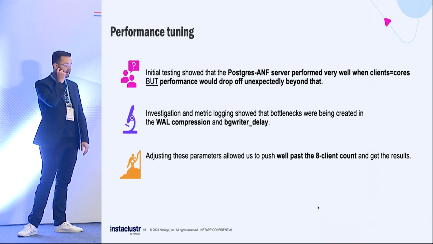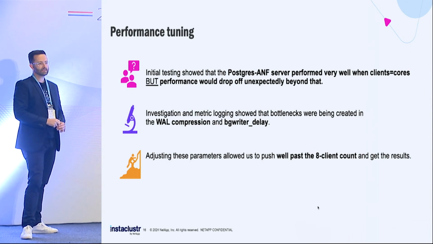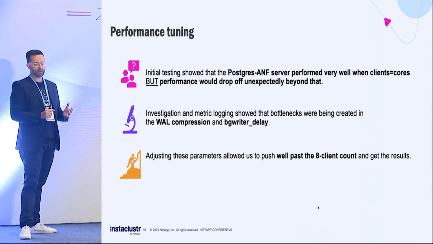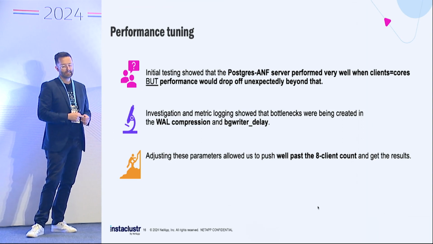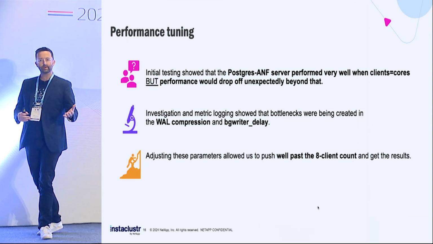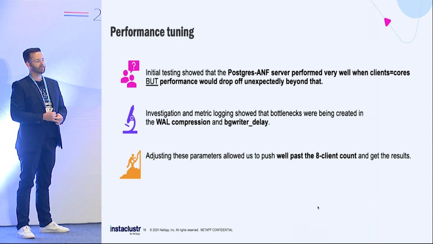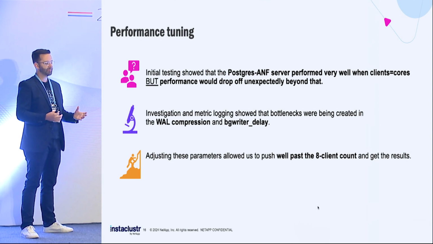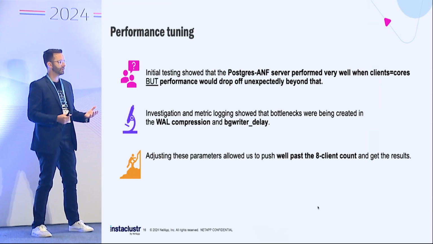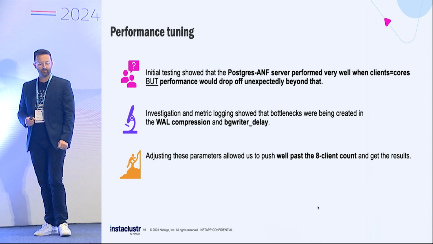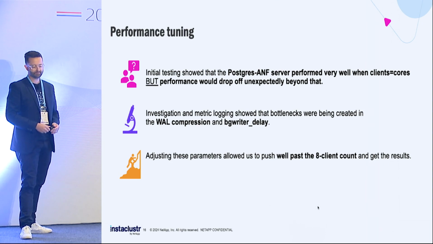Okay, but we did that to do some tuning. When we started doing these tests, we noticed that the PostgreSQL configuration performed extremely well up until the point where the client count equals the number of cores on the system that were provisioned. The performance would drop off beyond that point, which was a bit unexpected, but we had some very good Postgres team members supporting this testing who went through the logging to understand what was causing it. It turned out there were some WAL compression issues, and the BG writer delay was what we needed to configure and modify to improve the performance as we scaled.